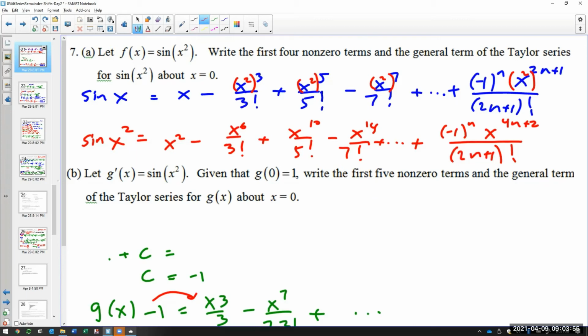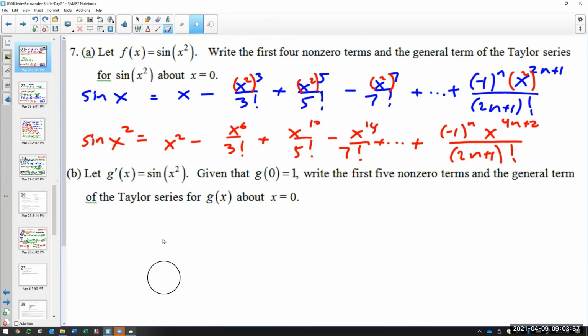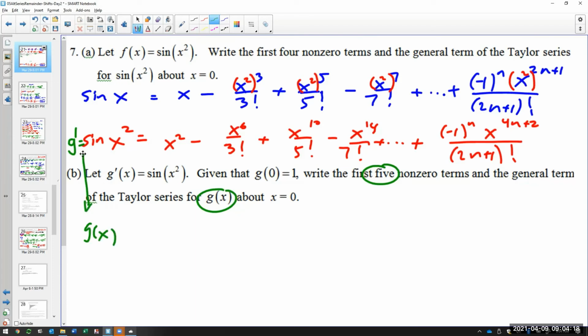All right. The next question says, g prime is sine x squared. Okay, so this right here is equal to g prime. And it says, given an initial condition, write the first 5 non-zero terms and the general term of g of x. So guys, if I have g prime and I want to move to g of x, what do I have to do? Integral. So what I'm going to do is I'm going to integrate both sides. Okay, so I'm going to integrate this side, and I'm going to integrate basically this side.